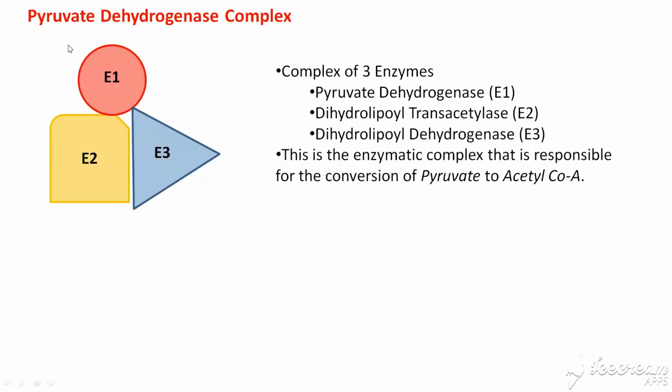So let's talk in a little bit more detail about the pyruvate dehydrogenase complex. Like we said, it's a complex because it's made up of multiple enzymes. These enzymes are numbered E1, E2, and E3. E1 stands for pyruvate dehydrogenase, E2 stands for dihydrolipoyl transacetylase, and E3 represents dihydrolipoyl dehydrogenase. Now, this is an enzymatic complex that is responsible for the conversion of pyruvate into acetyl-CoA.